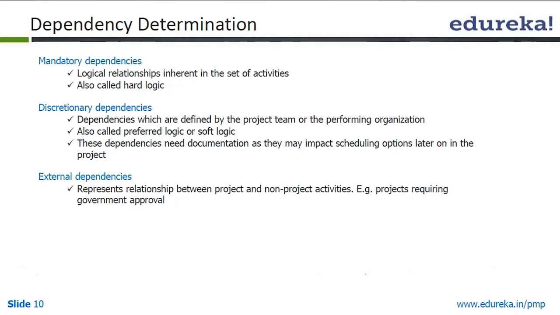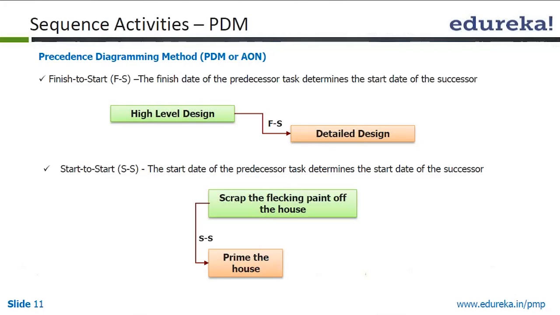An external dependency. This is dependent on the others, like you need to have approvals or sanctions of building plans before you can start building a house. We said that PDM or arrow activity or network diagram are two names of the same thing: PDM or AON, precedence diagramming method or activity on node.